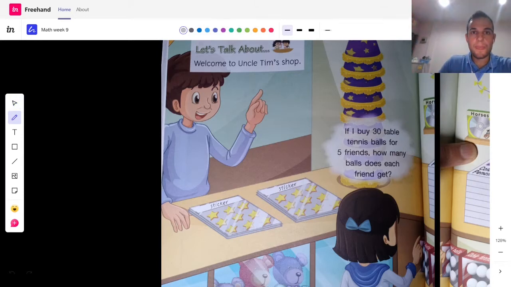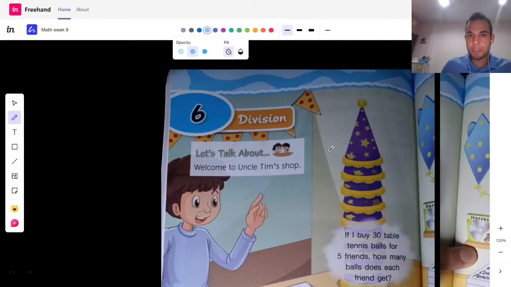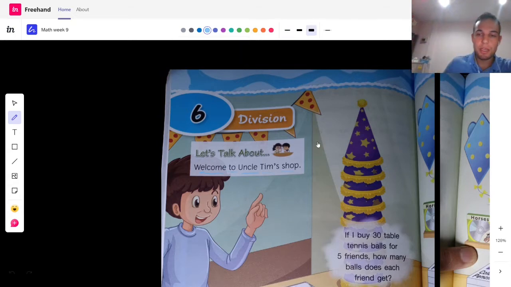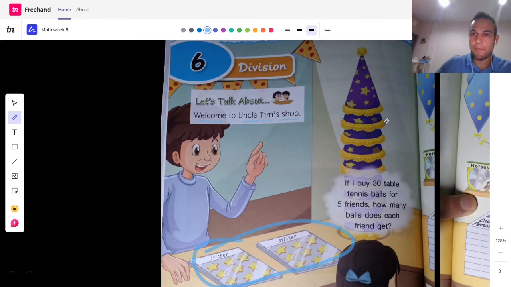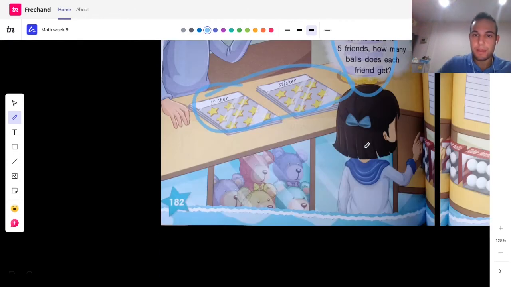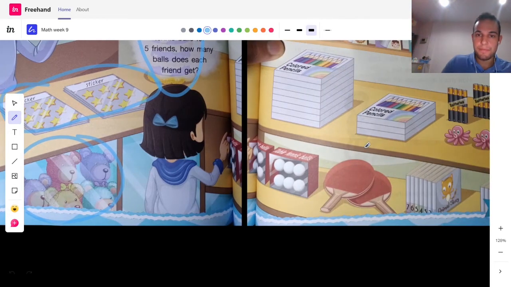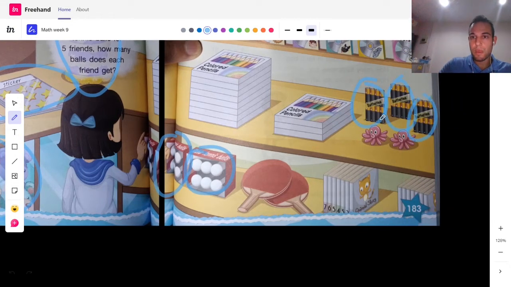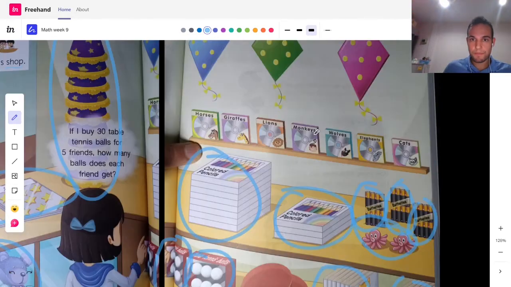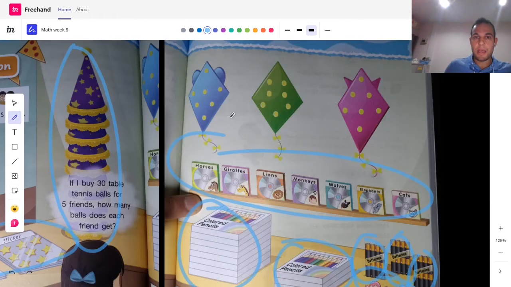So today we are going to start division, and to introduce it, we will go shopping at Uncle Tim's shop first. In Uncle Tim's shop, we have lots of things. Stickers, hats, teddy bears, table tennis balls. I know we have a table tennis star in our class. We have batteries, octopi, books, pencils. We have so many cool things, okay? We even have CDs and kites.